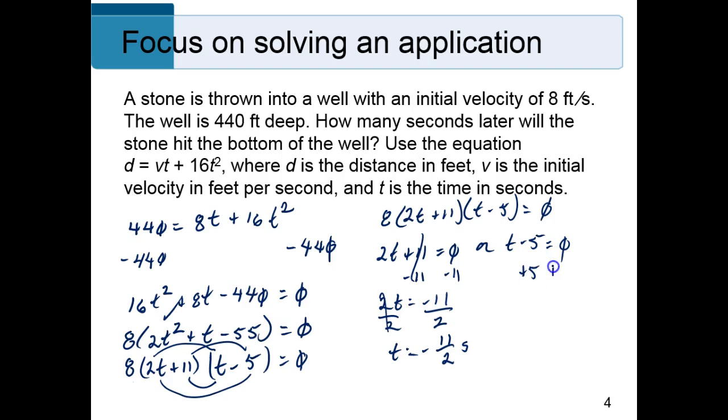Add 5 to both sides, and that gives you t is equal to 5 seconds. Remember, t is your time in seconds. Now, if this was a regular math problem, forget the writing at the top. If this is what you were given, then those are your 2 solutions, right? But this is a real-life problem, okay? And it's asking how many seconds later will the stone hit the bottom of the well.